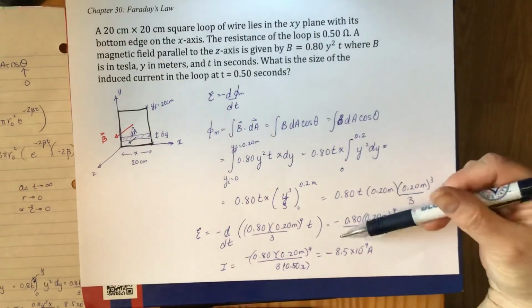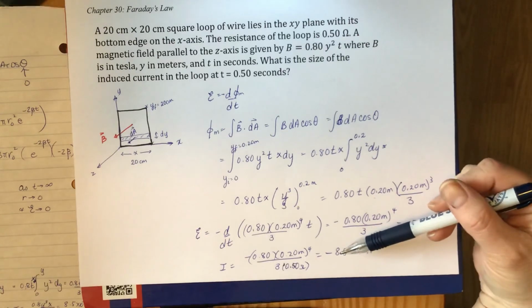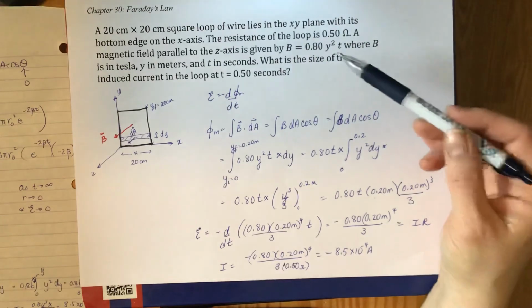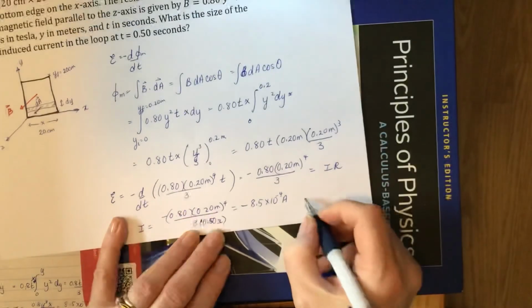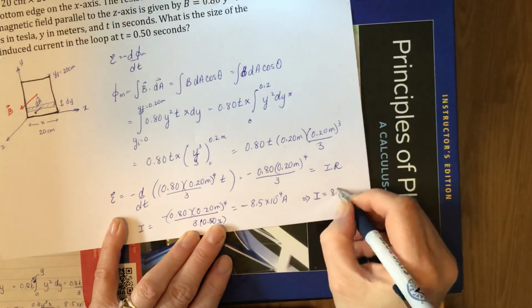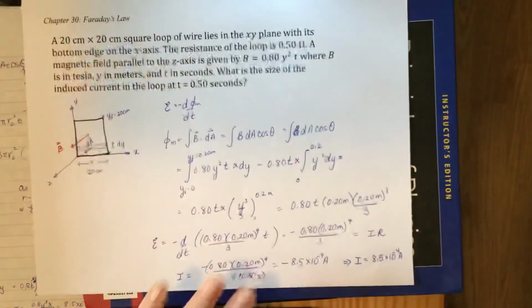Let's just stop and check that minus sign. The minus means that the induced current and the induced field will act in a way to oppose the magnetic field that we've created. The problem asks for the size of the current, so it just wants the magnitude of the current. So we'll finish by saying that the size or the magnitude of the current is 8.5 times 10 to the minus 4 amps.